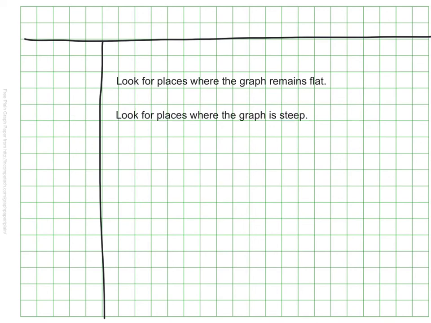We also like to look for places in the graph where the graph is steep, and that can mean that the coordinate points are really far apart from each other, so to connect them would require a really steep line. We also want to look for places where the graph is less steep. So for example, this coordinate point and this coordinate point are really close together and not very steep. Those are good clues to look for that will help you to tell your story from the graph.